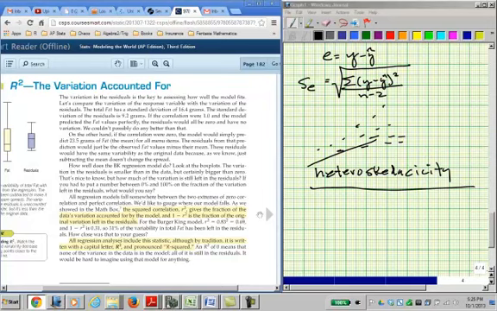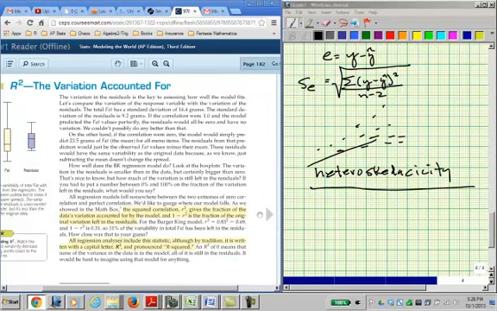Okay, so if your R squared is 0.83, that means that 83% of the data's variation, the variation between x and y, is accounted for by the least squares regression model. And 17% is not accounted for. It's left in the residuals, or accounted for by the residuals, if you will.